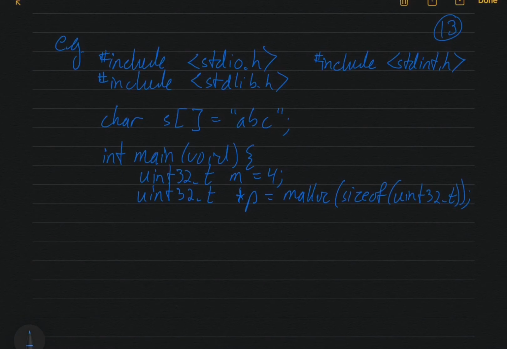So if you're picturing this in memory, you can think, where is s going to be located in that diagram? Where is m going to be located? Where is p going to be located? And the thing that p points to, where is it going to be? You should be able to answer all of those. So I'm going to print all of those out.